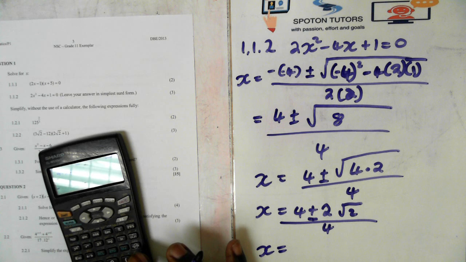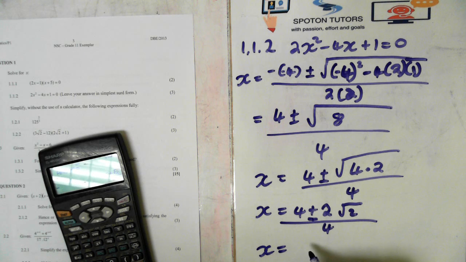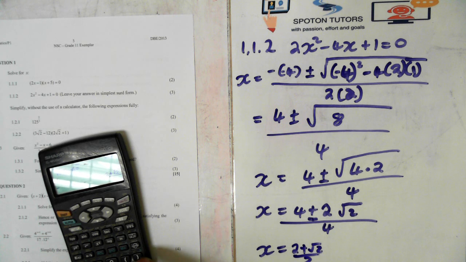4 plus 2 root of 2. Let me get that numerator answer first. This divided by 4. That's my first answer. 2 plus root of 2 over 2, which is equal to, let's write it to 3 decimal places, 1.707.